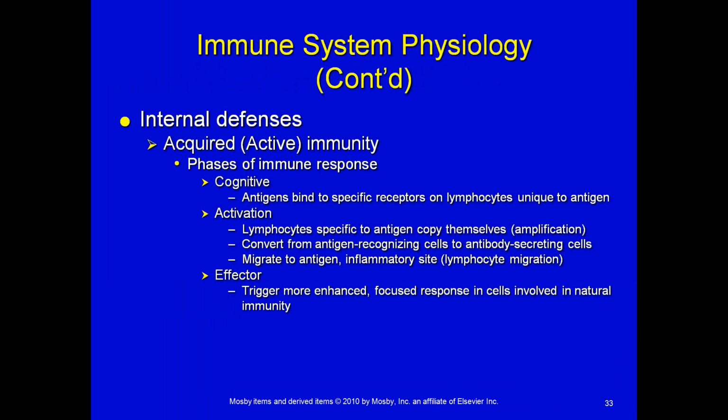And then the effector phase is when they trigger a more enhanced and focused response in cells involved in the natural immunity. So there's different phases of the immune response that lead up to the development of antibodies and then the subsequent release of antibodies when an antigen or a poison enters the body.